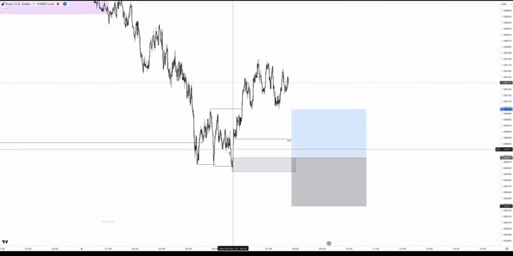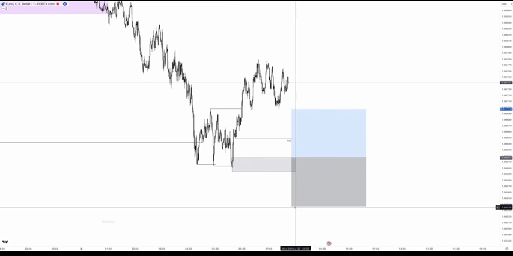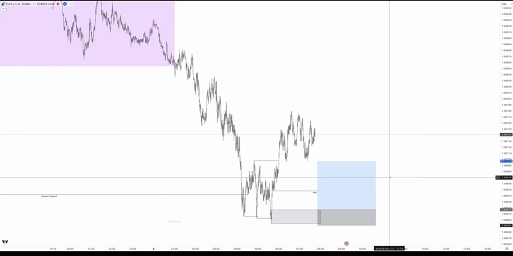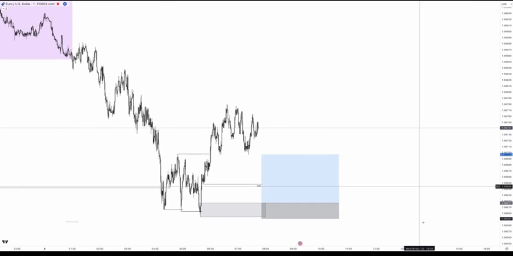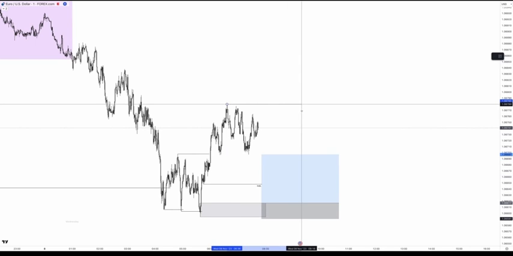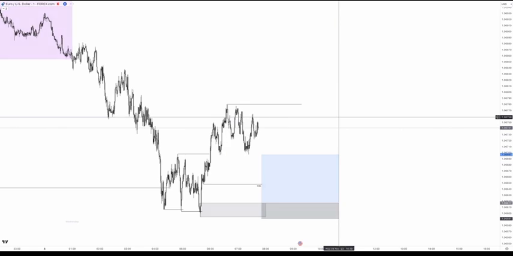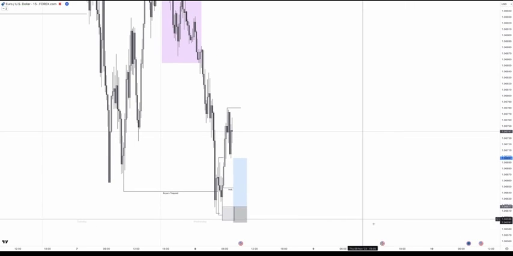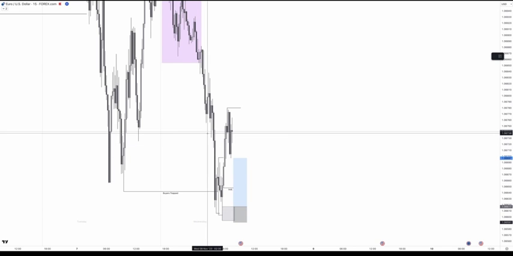Also, there's an imbalance, so there's a lot of confluence for this trade. Price has also been building liquidity right here. And then on the 15-minute, it's building liquidity right above this high.